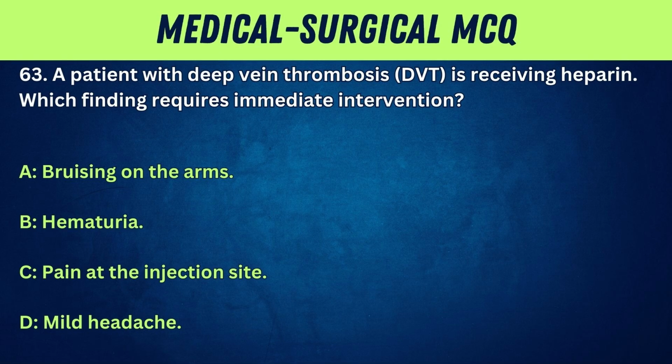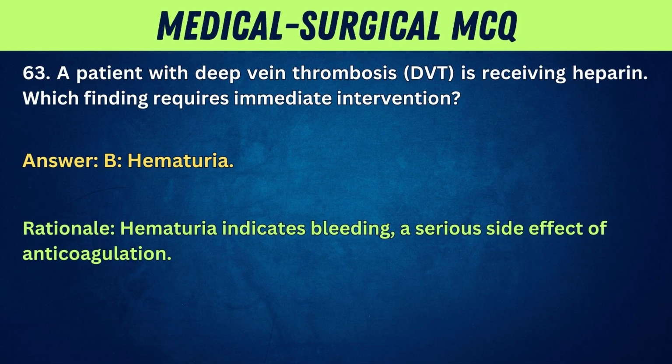63. A patient with deep vein thrombosis, DVT, is receiving heparin. Which finding requires immediate intervention? A. Bruising on the arms. B. Hematuria. C. Pain at the injection site. D. Mild headache. Answer: B. Hematuria. Rationale: Hematuria indicates bleeding, a serious side effect of anticoagulation.